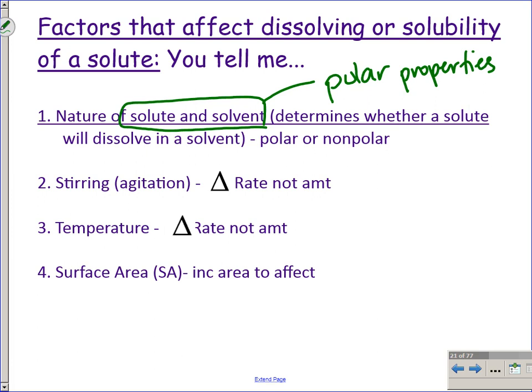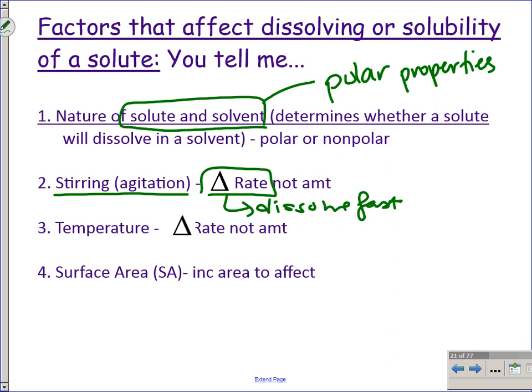Increasing the rate at which you're stirring something, which is agitation, that's another factor. It'll just increase the rate, meaning it will dissolve faster. But it will not change the amount. Like, can I indefinitely stir sugar into coffee? No, it's going to stop dissolving eventually, and it's going to get crunchy and build up on the bottom of the coffee mug or whatever. So it's not going to dissolve indefinitely. Stirring just changes how fast it dissolves.